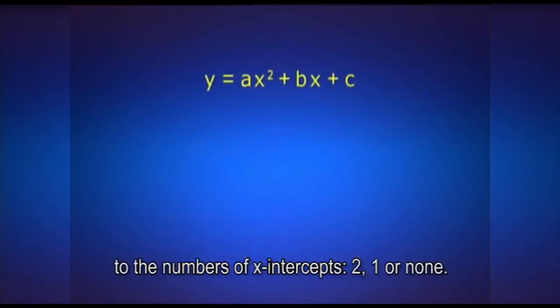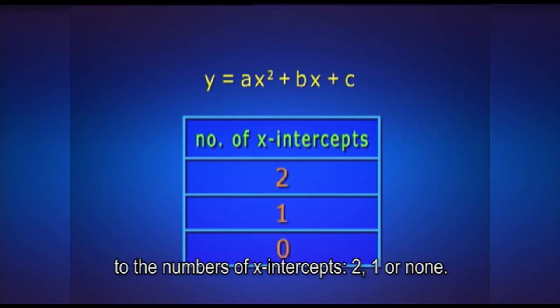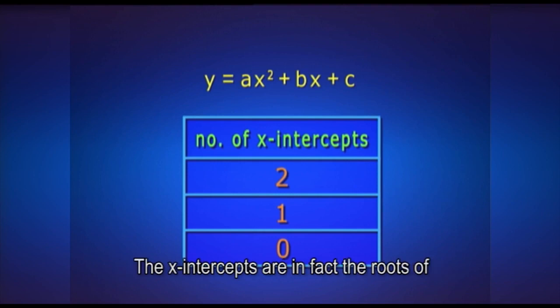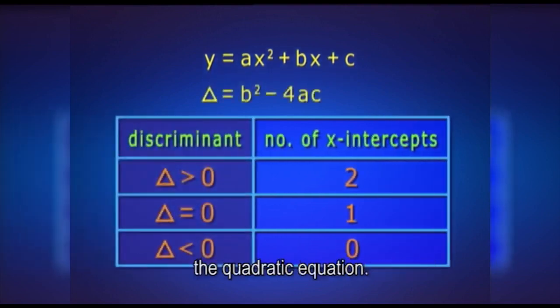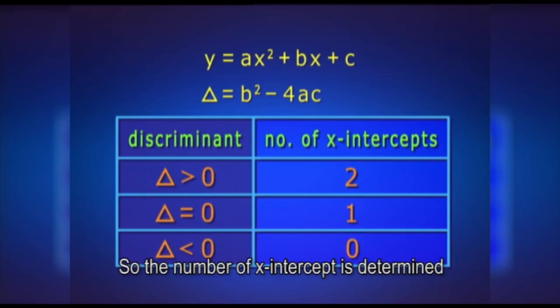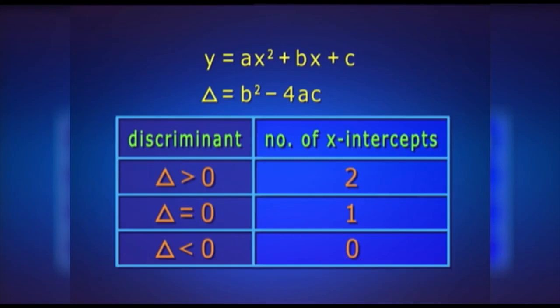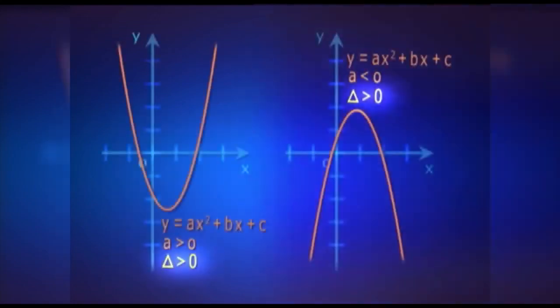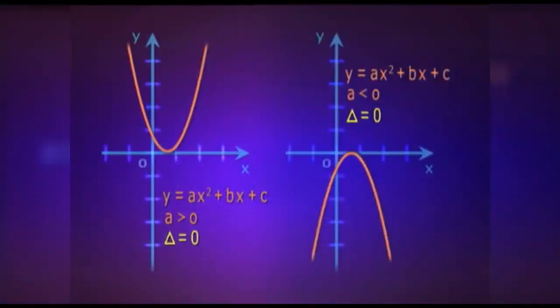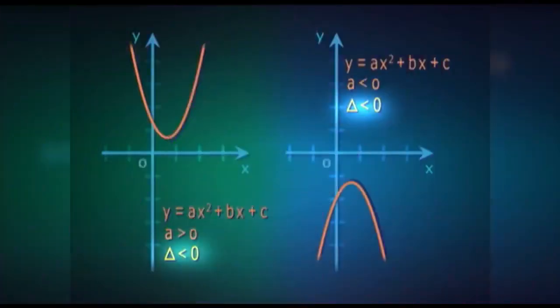to the number of x-intercepts: 2, 1, or none. The x-intercepts are in fact the roots of the quadratic equation, so the number of x-intercepts is determined by the discriminant of the quadratic equation. When the discriminant is greater than 0, there are 2 x-intercepts. When the discriminant is equal to 0, there is only 1 x-intercept. When the discriminant is less than 0, there is no x-intercept.